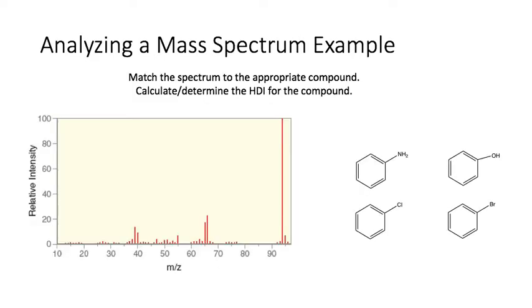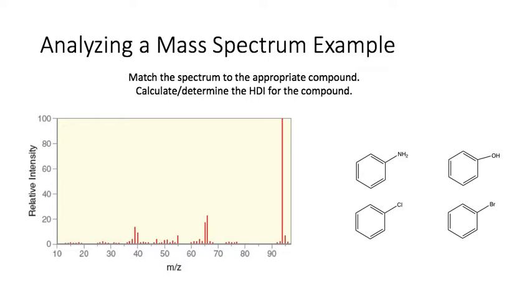So let's do one more example of analyzing a mass spec. So let's kind of put it all together. First I want to use my mass spec to identify which of these compounds on the right, and then I want to calculate the HDI. You can either do it visually once you determine the structure, or you can calculate it using the formula.